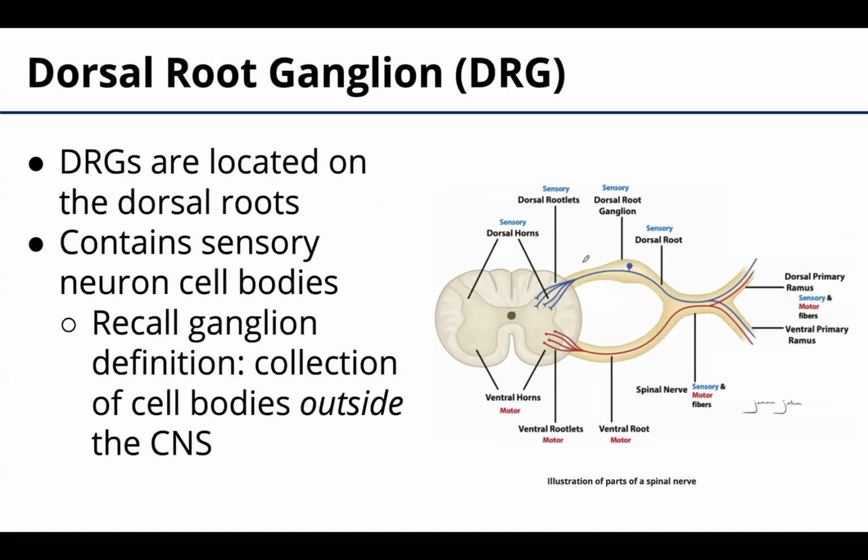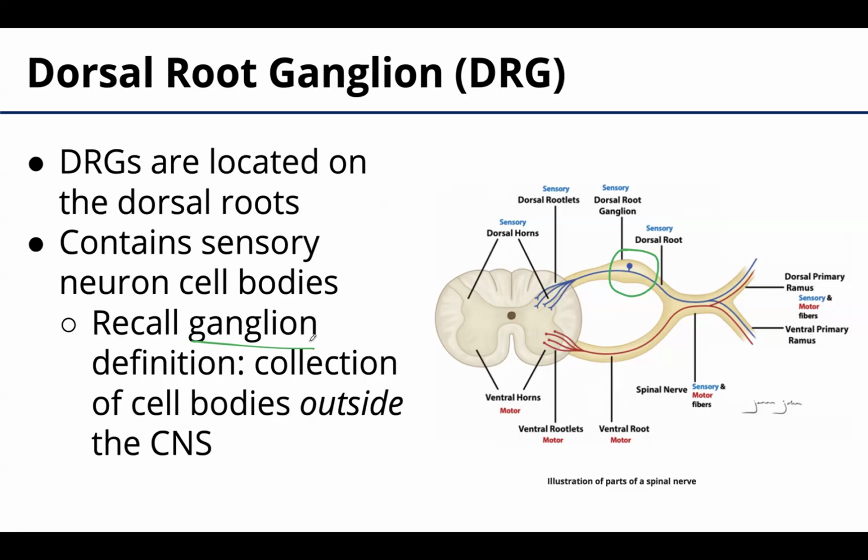Now, speaking of the dorsal root, there is something unique present that you do not find on the comparable partner on the ventral root. And this is going to be the dorsal root ganglion, or the DRG. The DRG presents as a swelling on the dorsal root, and it contains cell bodies of sensory neurons. Recall, the definition of a ganglion is a collection of cell bodies outside of the central nervous system, which is certainly what is happening here.